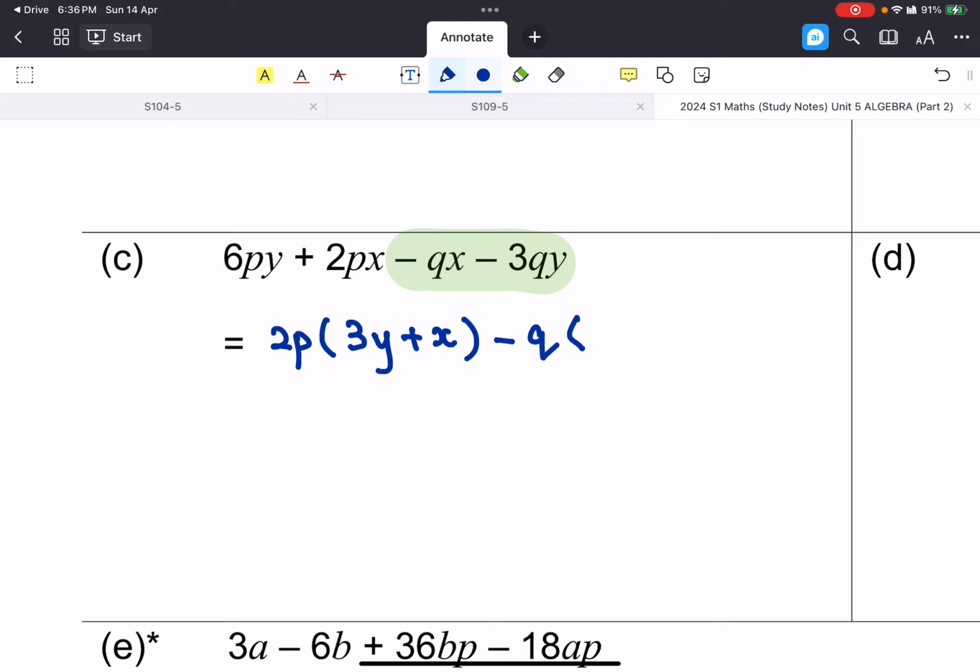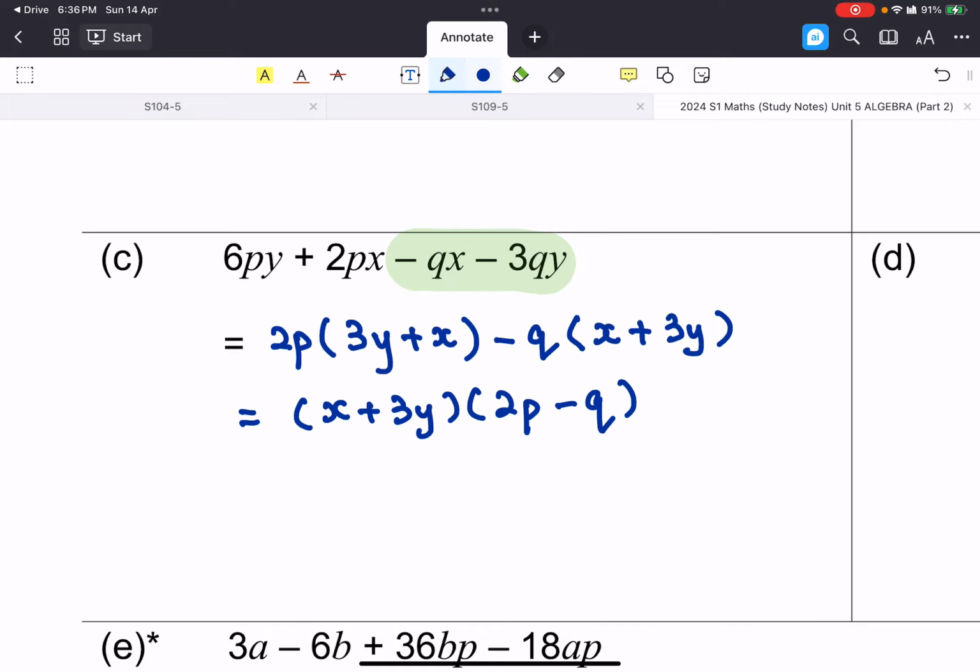So in this case, I'll extract out negative q. And when I extract out negative q, what do I get? I get x plus 3y. And yes, x plus 3y, 3y plus x, they are the same thing. So I will have x plus 3y. And then we will have 2p minus q. There we go. Okay. All right, more examples.